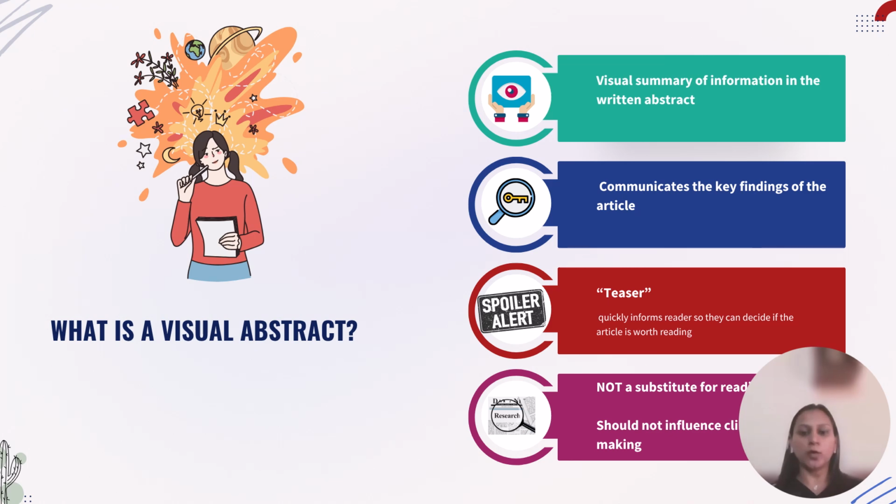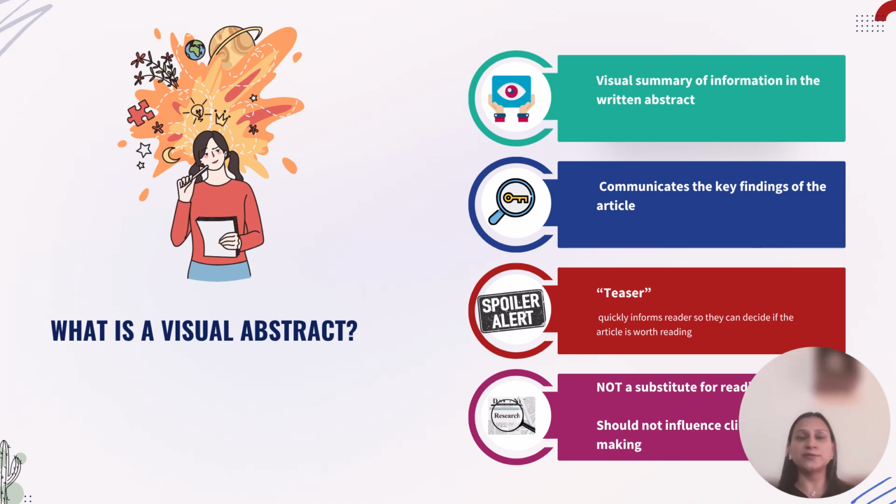So let's start off with what a visual abstract is. It is basically a visual summary of the written abstract that is published. It communicates the key findings or the highlights of the article. It's something like a trailer for a movie. A visual abstract is something like a teaser for the article or the original research. So basically you see the trailer and then decide whether you want to watch the full movie or not. You can go through the visual abstract and then decide whether the article is of interest for you or not.